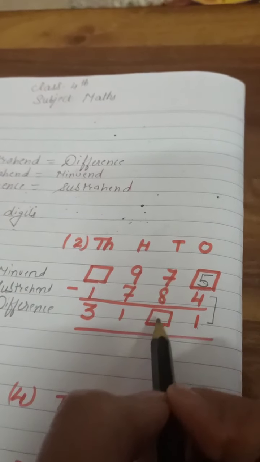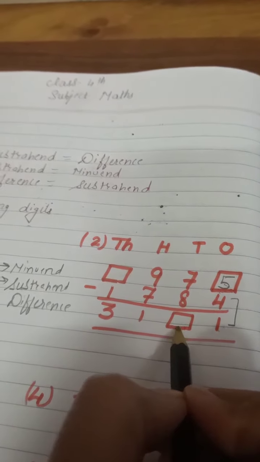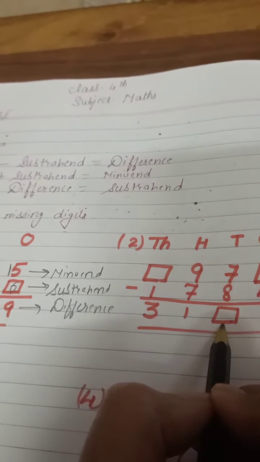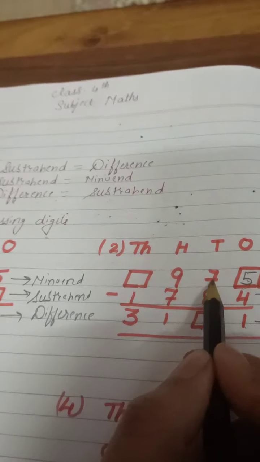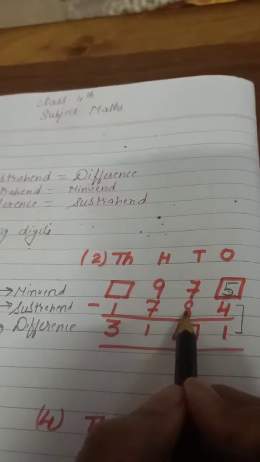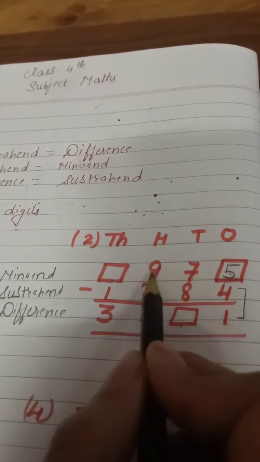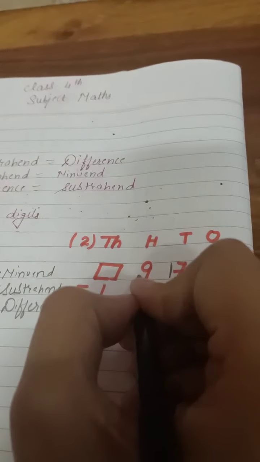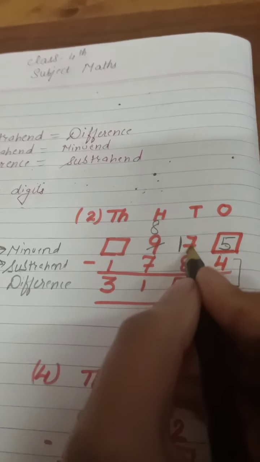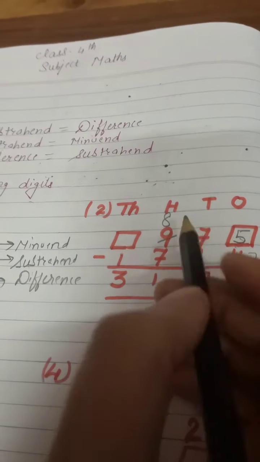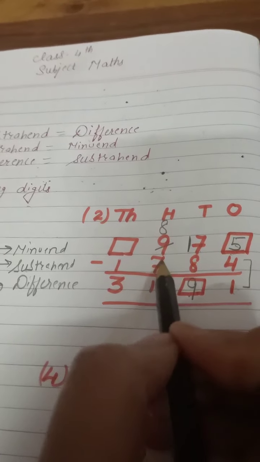Okay, now you can see here we have to find this missing digit. You can see here this is a difference. Okay student, to find a missing difference, we subtract the subtrahend from the minuend. So we will subtract this 8 from 7. But 7 is less than 8. So here need to take one borrow from the hundreds place. So this 7 becomes, yes, 17, and this 9 becomes 8. Okay, 17 minus 8, yes, 9. So write here 9. Now student, yes, 8 minus 7, 1.